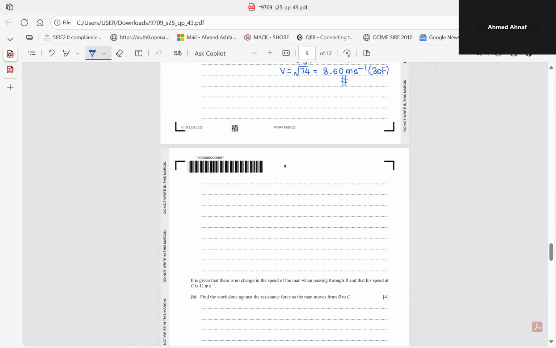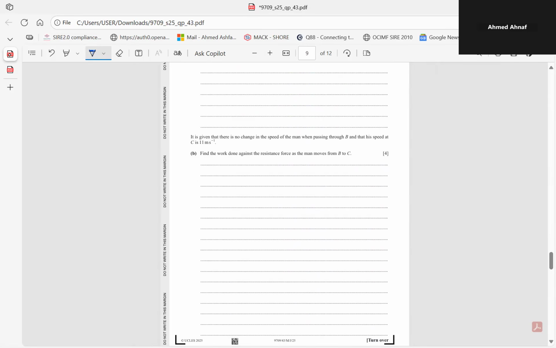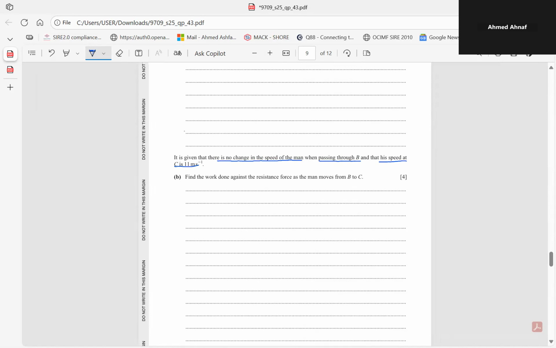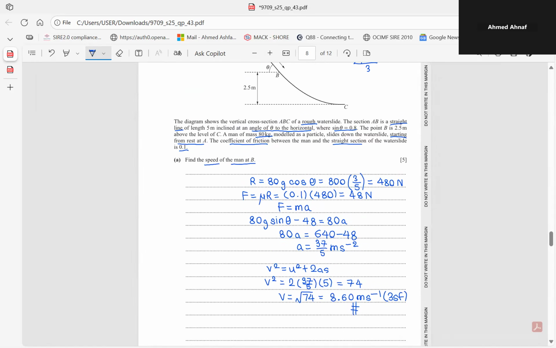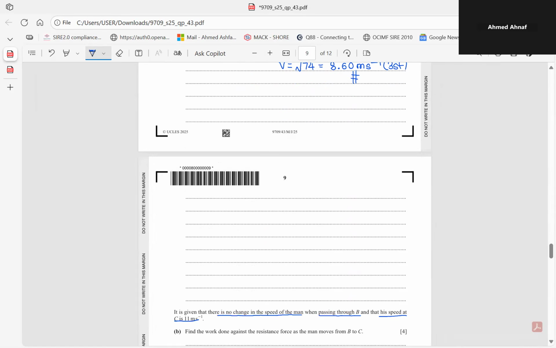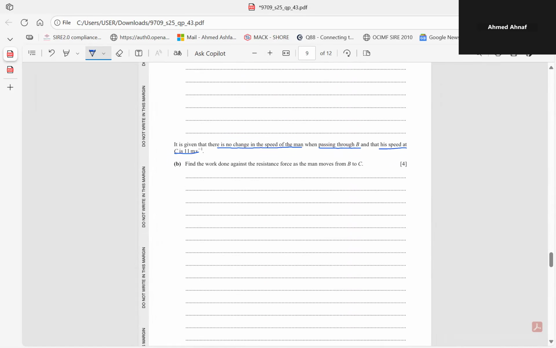Let's head on to the next part. Here we're given additional information that there is no change in the speed of the man when passing through B, and that his speed at C is 11 meters per second. No change of speed means that the speed initially at B is square root of 74, and the speed at C is 11 meters per second.